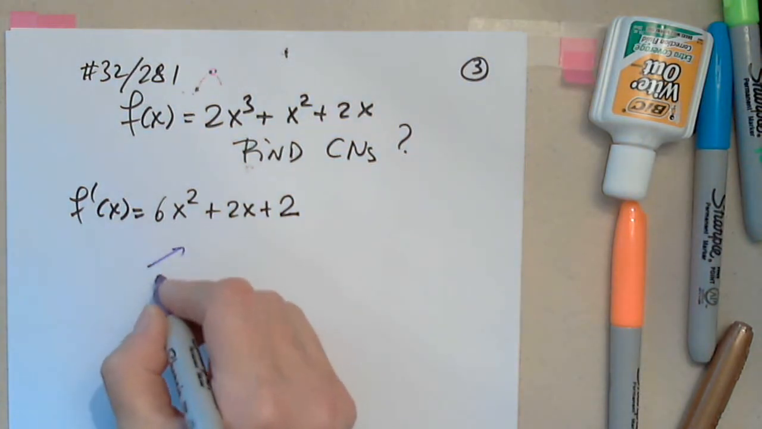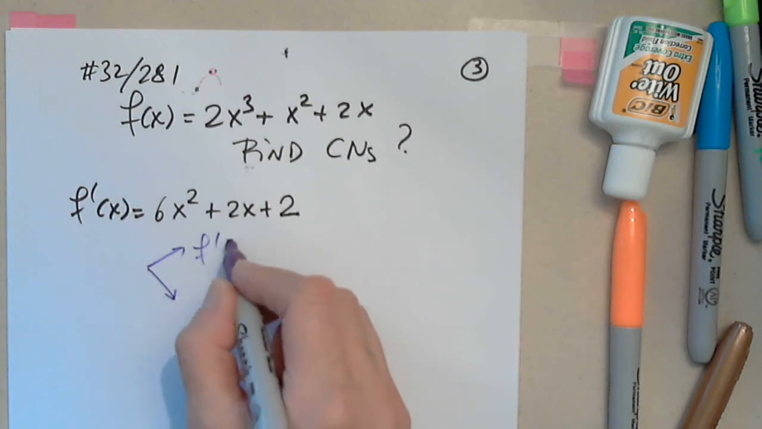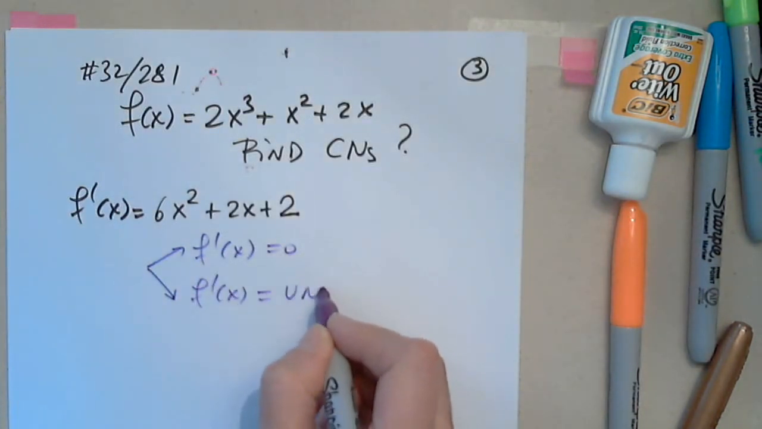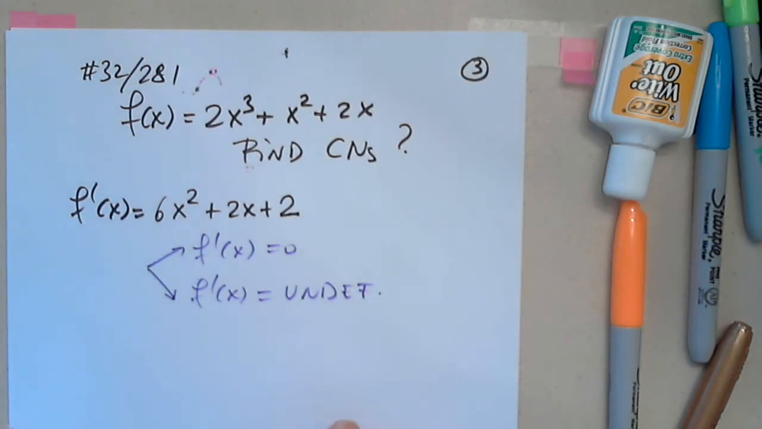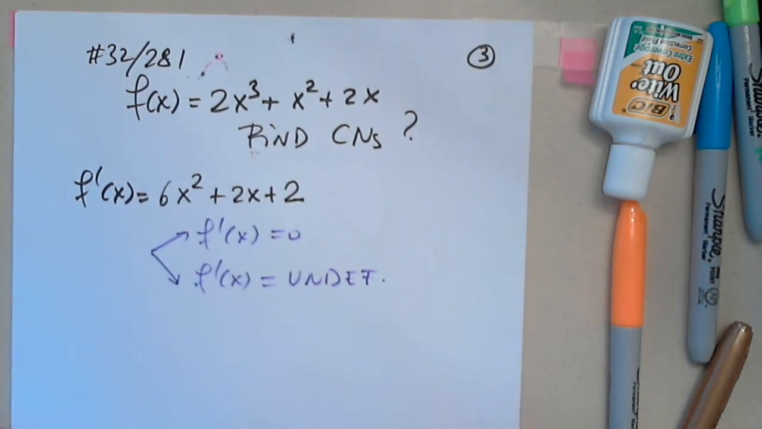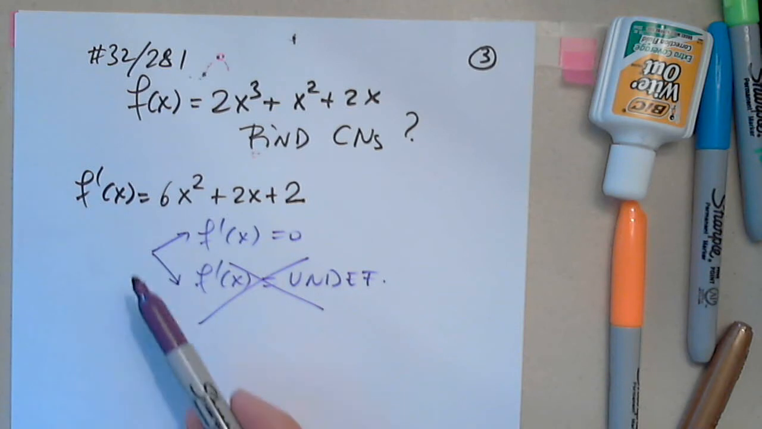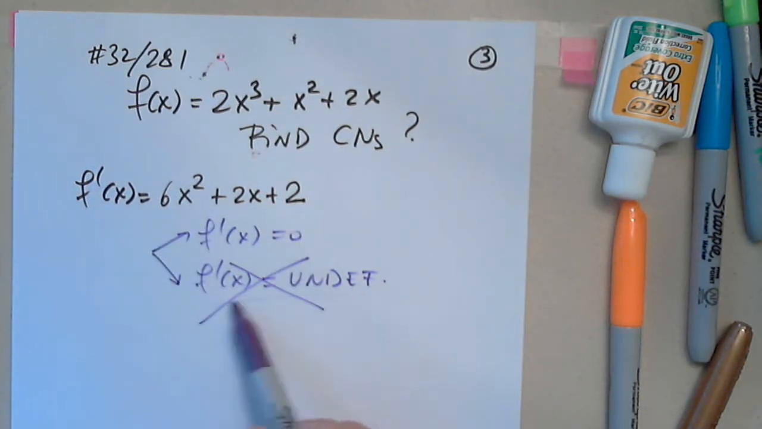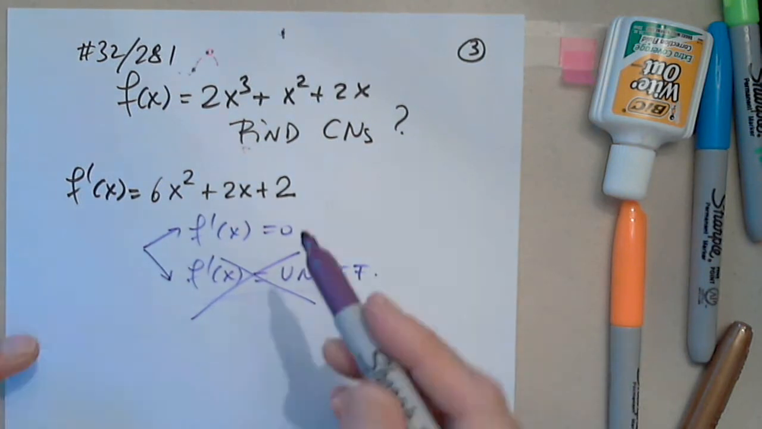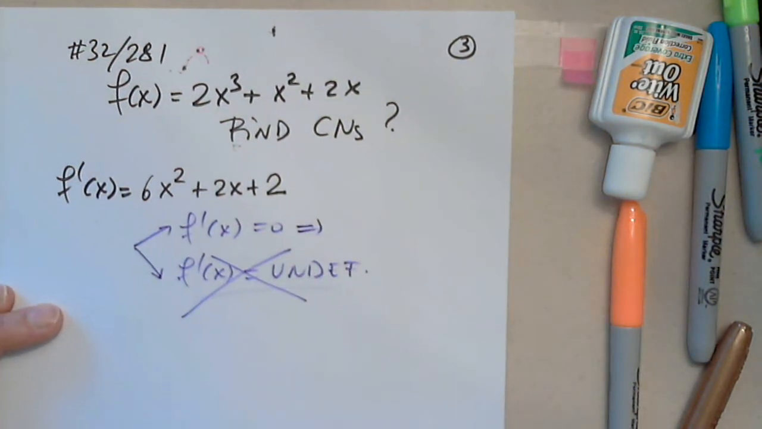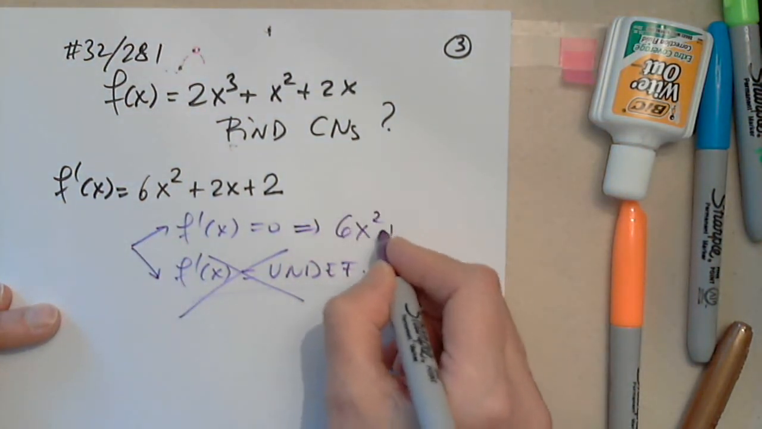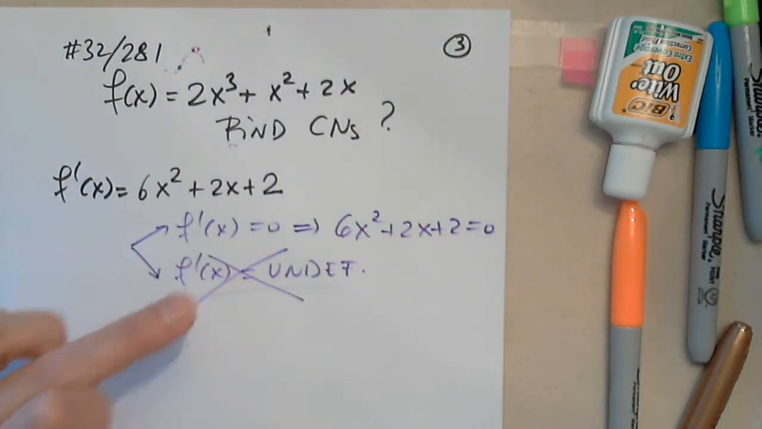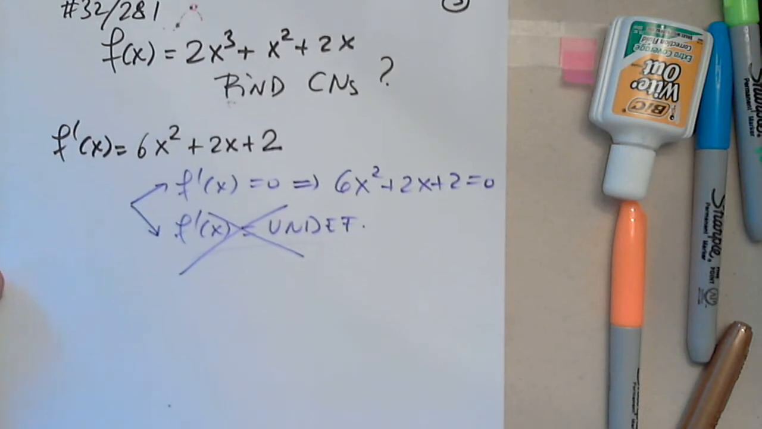So we know that there are two possibilities: either f prime of x is 0 or f prime of x is undefined. We always have to check both. Well, there is no way a polynomial function is undefined, so there are no critical numbers coming from this. But we have to solve the equation 6x squared plus 2x plus 2 equals 0 and see if critical numbers come from f prime being 0.